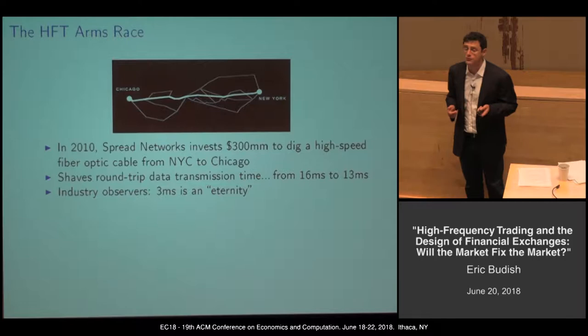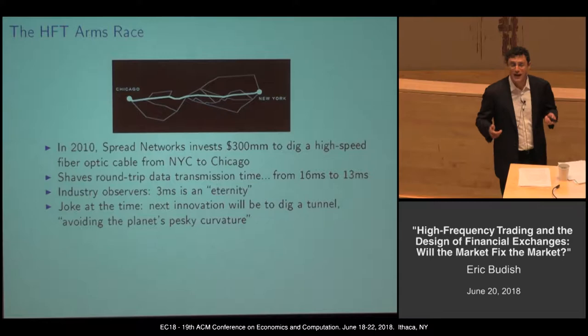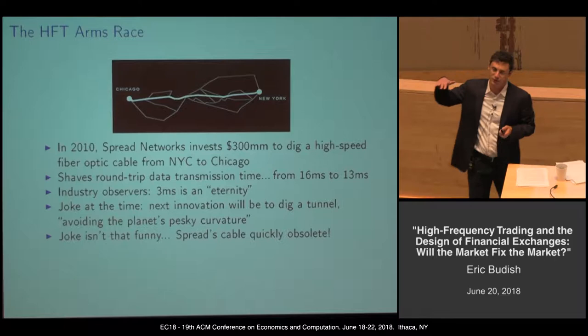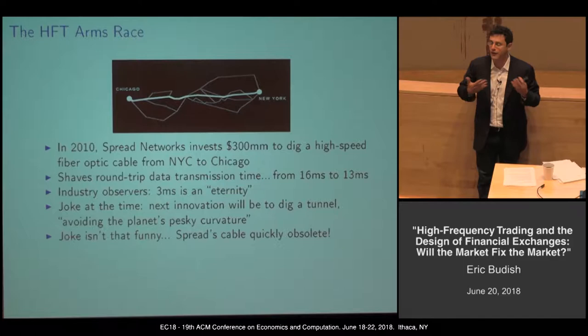Industry observers described 3 milliseconds as an eternity. They joked at the time that the next innovation would be to dig a tunnel, so go through the Earth rather than around the Earth to go even faster. And this joke kind of came true. So no one literally dug a tunnel, but microwaves are a different way to get a quote-unquote straighter line between Chicago and New York because light travels faster through air than it does through glass.